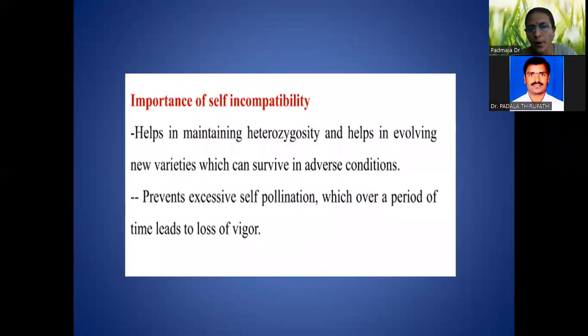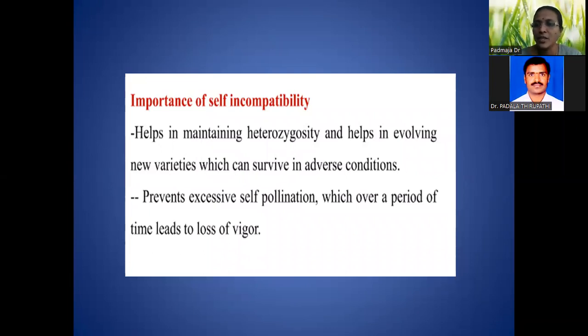And now, the importance of self-incompatibility. Why is this stigma not helping the pollen to germinate, or otherwise, if the embryo is formed, why is that embryo not viable? Why does it have any importance in nature? It is helpful in maintaining heterozygosity. Heterozygosity means different characters, in order to attract other pollen. So when cross-pollination takes place, there will be more characters, and disease-resistant varieties will also be seen, and the heterozygous nature helps in evolving new varieties.